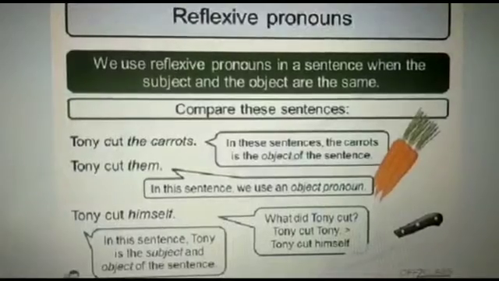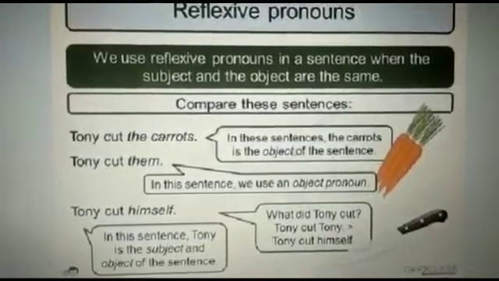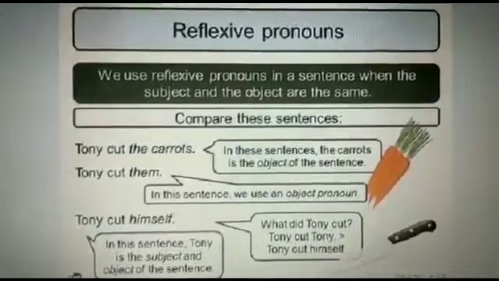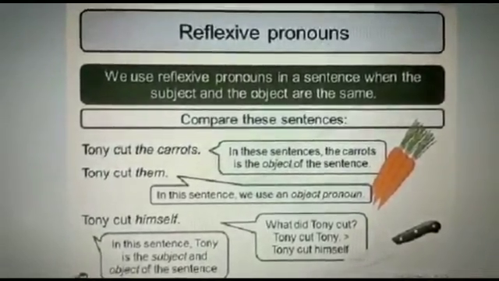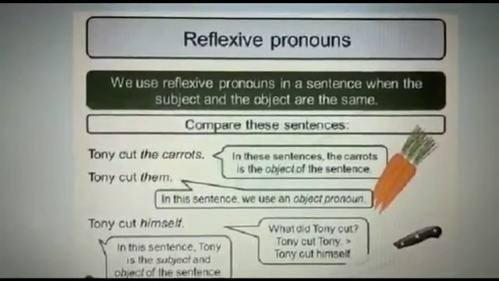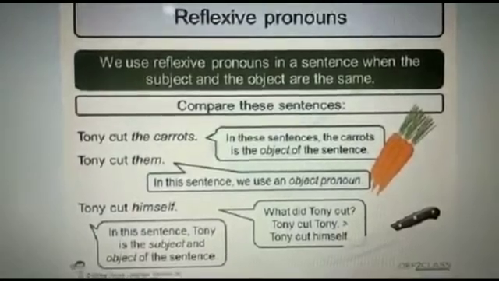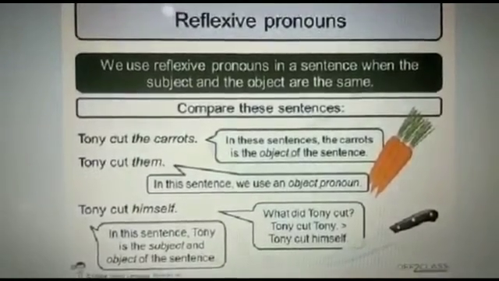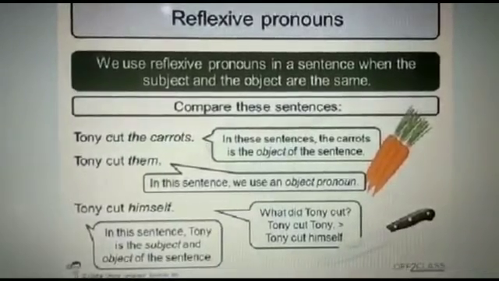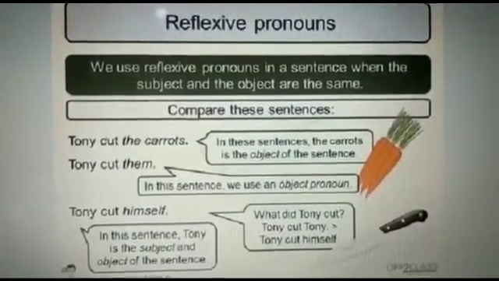Next are the reflexive pronouns. We use reflexive pronouns in a sentence when the subject and the object are the same. Reflexive pronouns act as objects and not subjects and usually show that the person who does the action of the verb is the same person who receives the action. For example, let's compare the sentences given. Tony cut the carrots, carrots, them. In these sentences, we can use Tony cut them. The carrot is the object of the sentence and we are using the object pronoun.